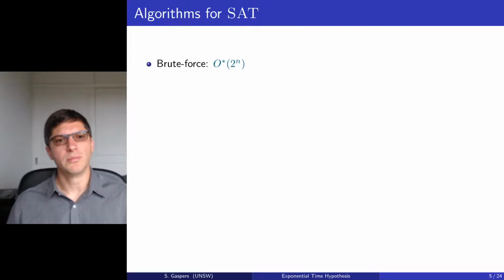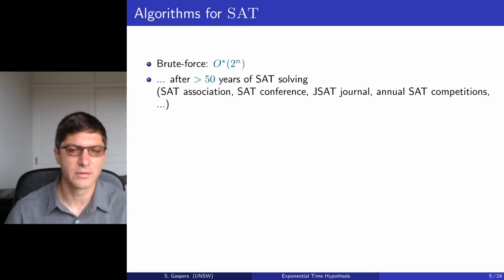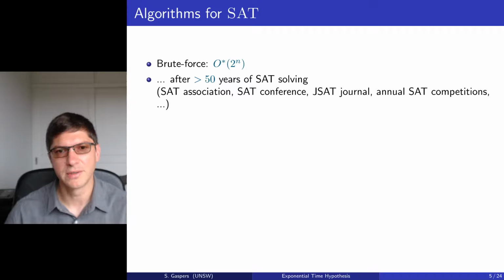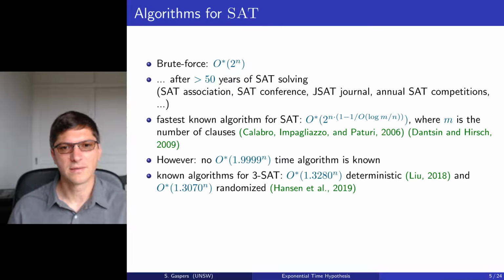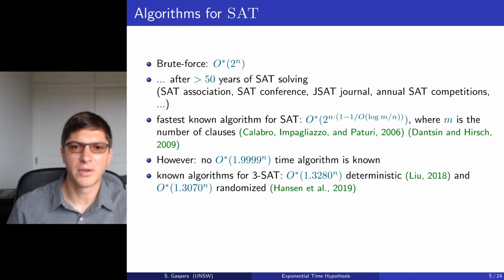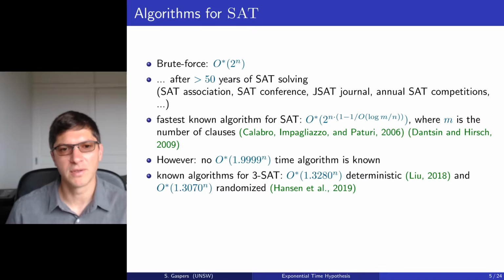So what have people done to improve on this algorithm? Well, after more than 50 years of SAT solving, and there's a whole community that works on this problem. There's a SAT association, there's a conference on the satisfiability problem, there's a journal, and there's annual SAT competitions where people submit their solvers. The fastest known algorithm has running time O star of 2 to the power n times 1 minus 1 over order log m divided by n, where m is the number of clauses.